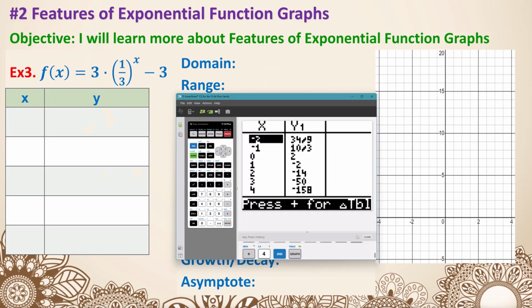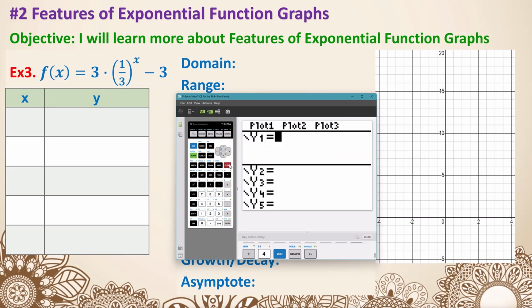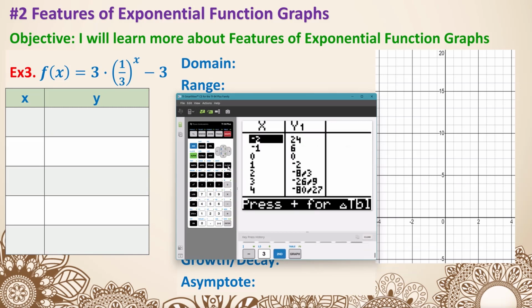Same thing, let's use the calculator to generate the values so that we can draw the graph. Y equals, you can clear, let's type it in: 3 times parentheses 1 divided by 3, parentheses back, little caret button to the x power, get out of the exponents, and minus 3. Second graph. Now we have everything we need.